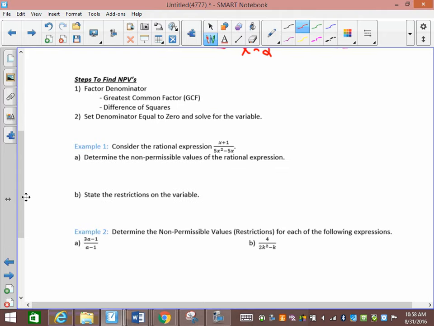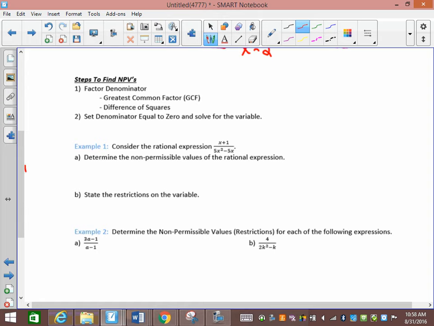So, the first thing we want to do when we want to find non-permissible values or restrictions is factor that denominator. We only care about the denominator because the numerator can be 0. We don't care. 0 divided by something gives us 0. That works. Just the denominator, the bottom. So we factor it, greatest common factor, or difference of squares, and then we set each of the separate denominators in brackets not equal to 0, and solve for that variable. Find out what it can't be.